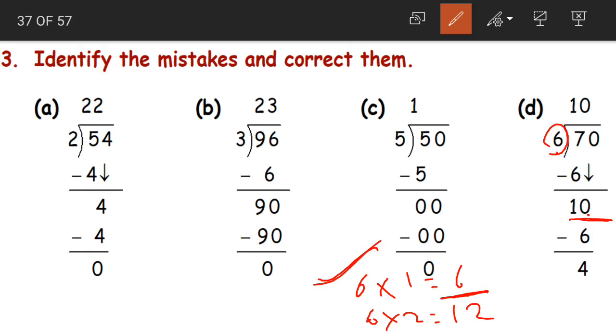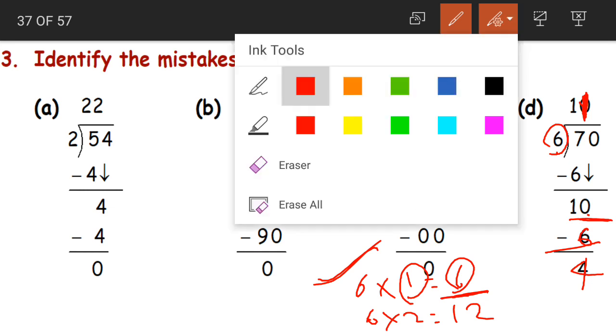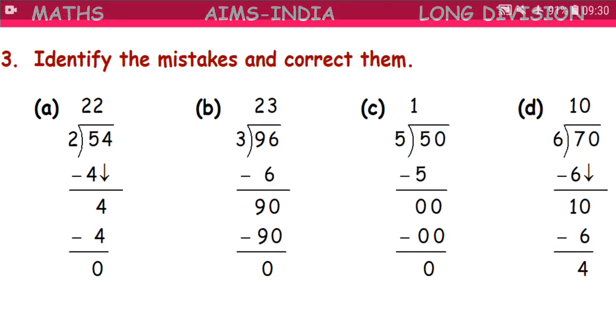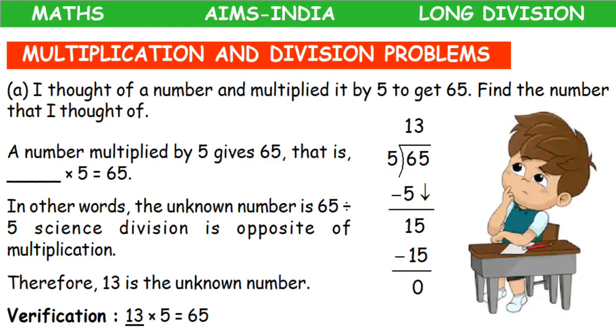Again we should go with the smaller number. 6 ones are 6. So 1 should be written in the quotient, not 0. 6 ones are 6, and when we subtract, 4 is remaining. Understood about the mistakes that we might make while dividing numbers. Okay, so this is how you need to divide. Avoid such mistakes, children.